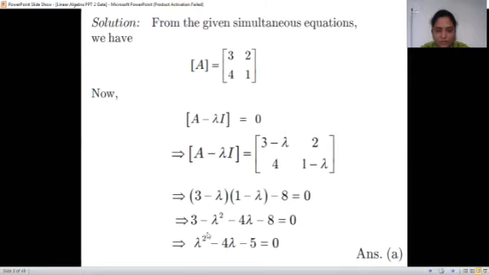Here it is plus lambda square, as it is minus and minus, so here it is plus. So it is lambda square minus 4 lambda minus 5. So your correct answer is option A.